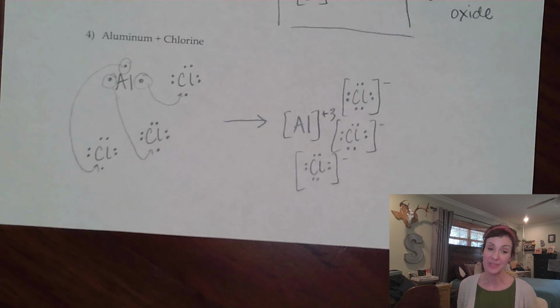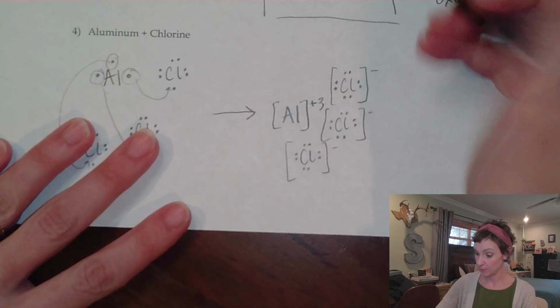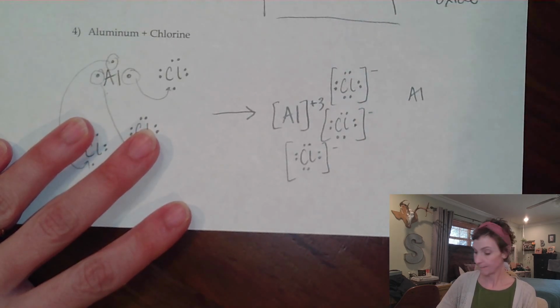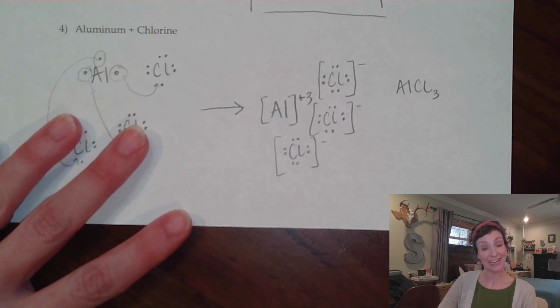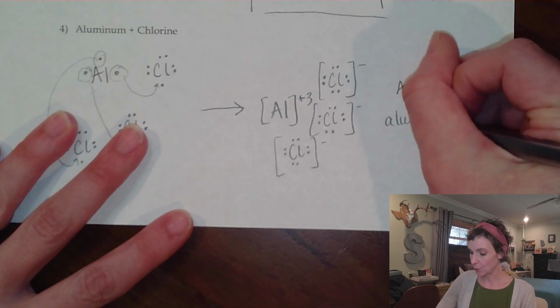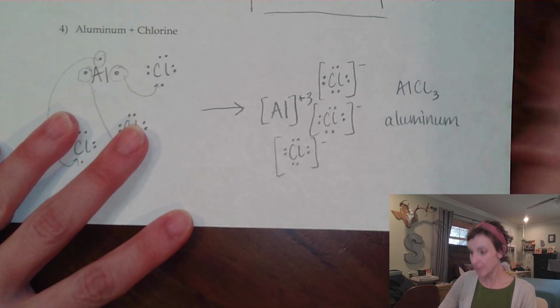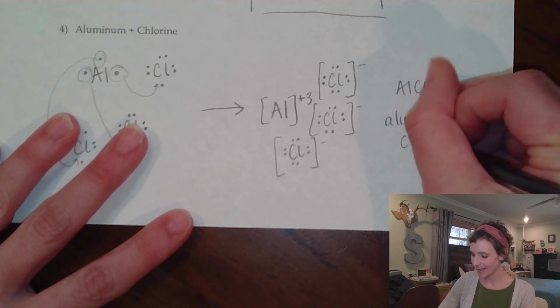But writing his formula, we need to show you the ratio of each metal and non-metal and how many of each you have. I have 1 aluminum, Al, and I got 3 chlorines. So AlCl3. That's your formula for aluminum chloride.